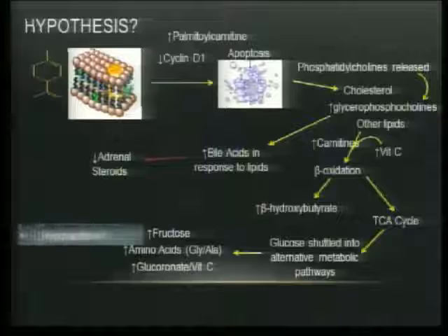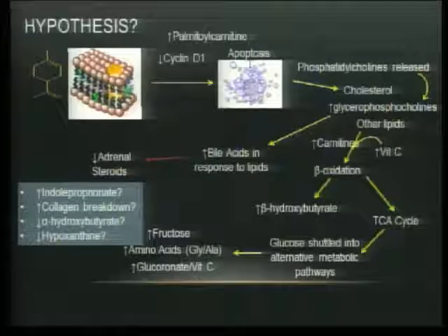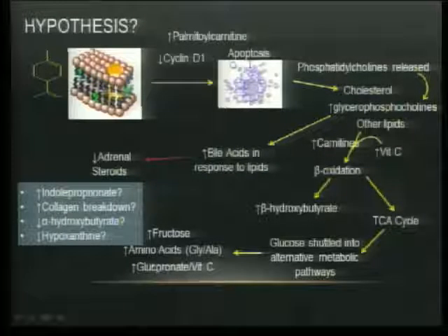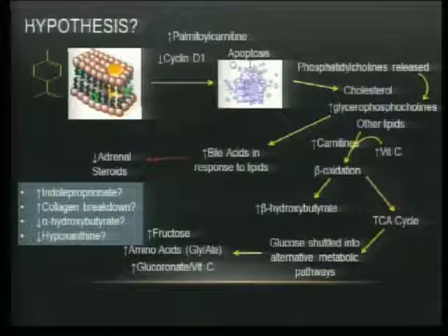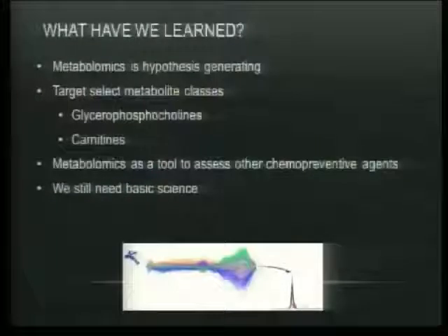Those pathways which don't really fit are that increase in indole propionate, which is the tryptophan breakdown product by the gut. The increase in collagen breakdown, our decrease in alpha hydroxybutyrate, although if this is an indicator of insulin sensitivity, then maybe this increase in lipid metabolism fits. And then a decrease in hypoxanthine, not quite sure where it fits in. But this is what we saw, and it is pretty interesting.